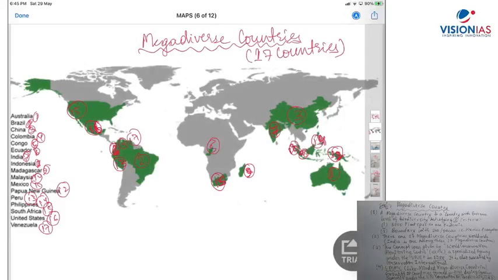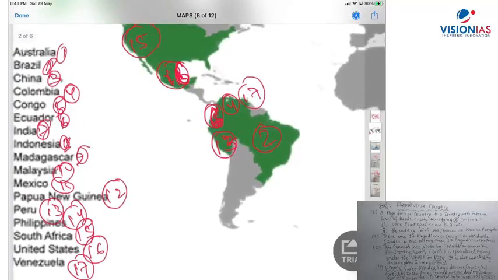Okay guys, now these are the 17 countries which are given in your material also. If you want to write, then you can write also there. These are the country names: Australia, Brazil, China, Colombia, Congo, Ecuador, India, Indonesia, Madagascar, Malaysia, Mexico, Papua New Guinea, Peru, Philippines, South Africa, United States of America, USA, Venezuela.